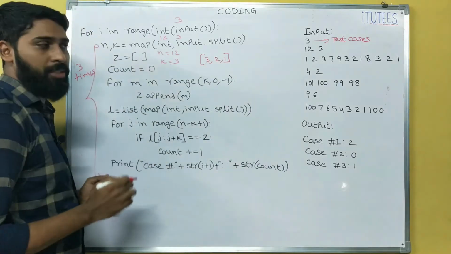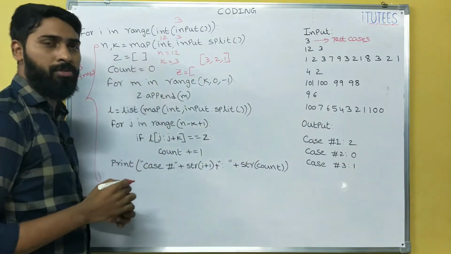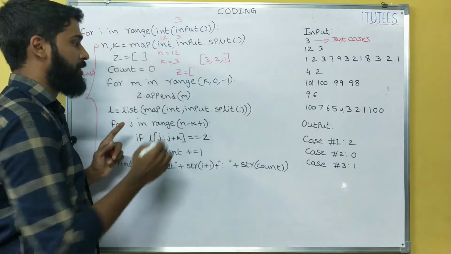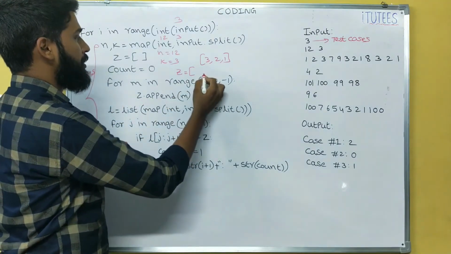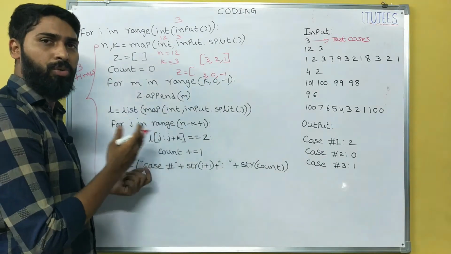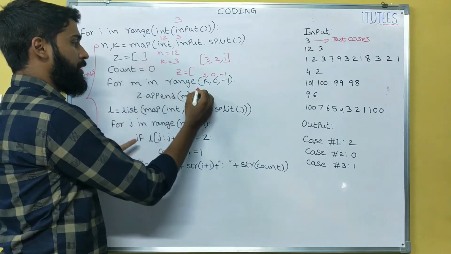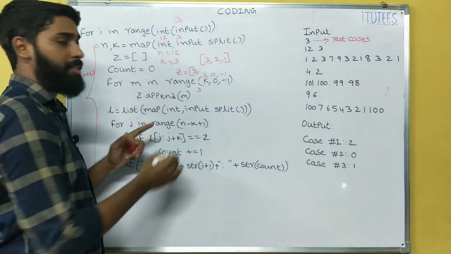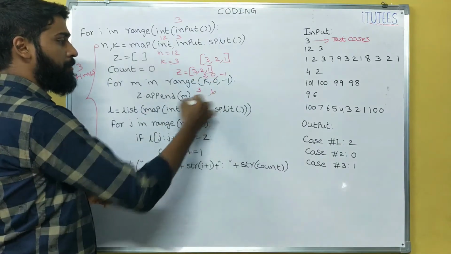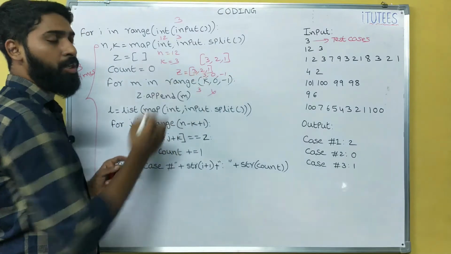Okay, so I am taking one empty list z. Count equals 0. For m in range of k, 0, minus 1. That means what is the k value? 3. The ending value is 0, and it goes in reverse: 3, 2, 1. So z dot append of m. What is the m value first? In the first iteration it is 3. In the second iteration it is 2. In the next iteration it is 1. That's it. The loop ends here when z equals 3, 2, 1.